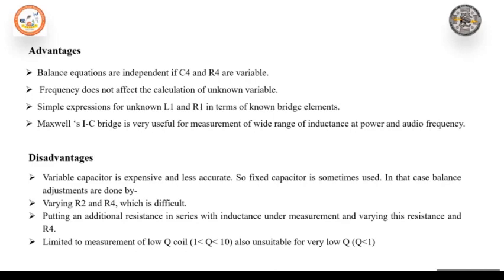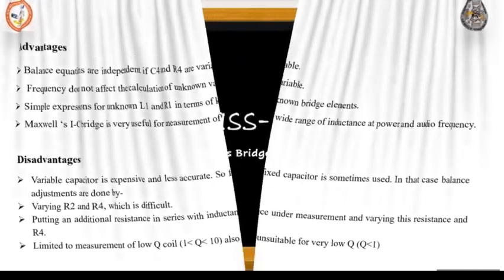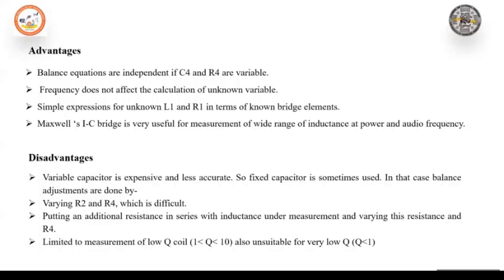Commercial Maxwell's bridge measures inductance from 1 to 1000 Henry with plus or minus 2% error. That will be there almost always. So that completes class 5. We have completed the Maxwell's inductance capacitance bridge as of now.